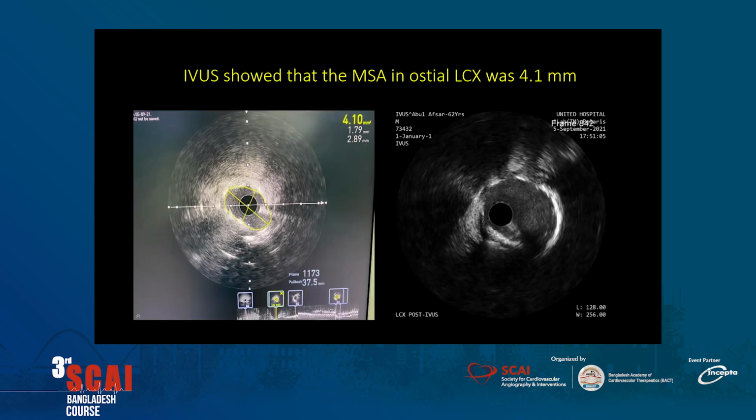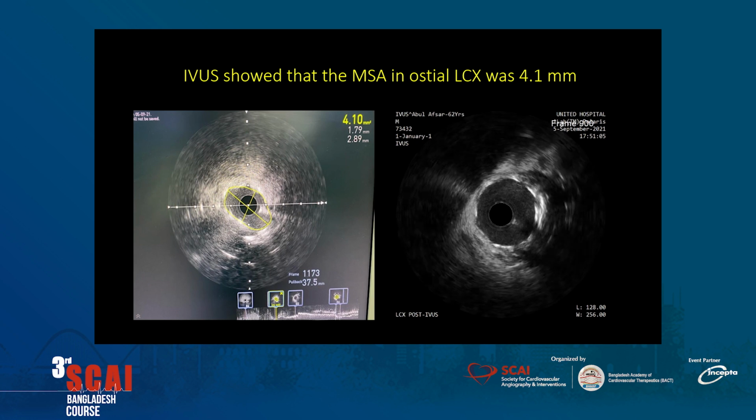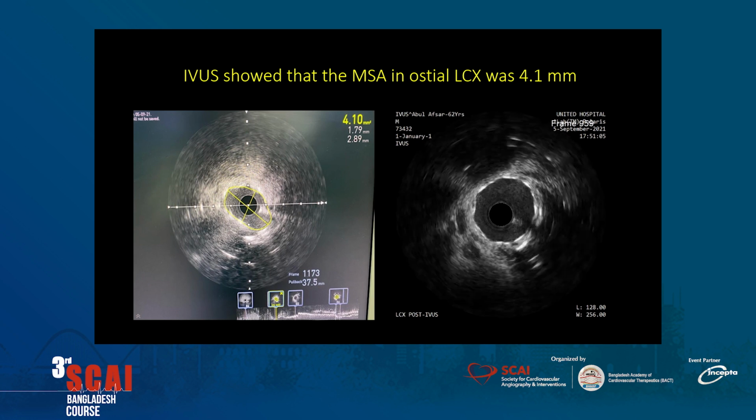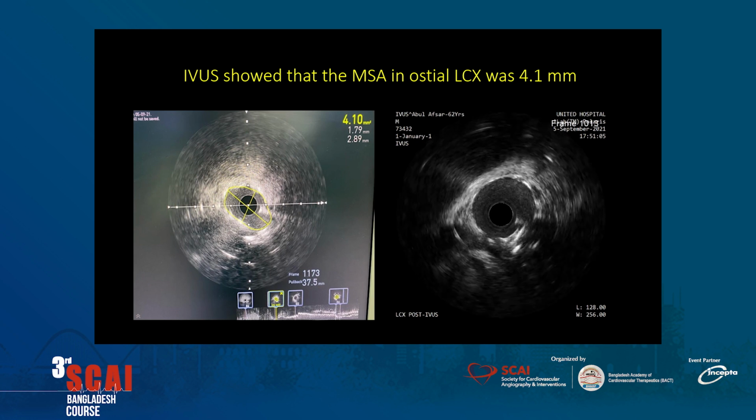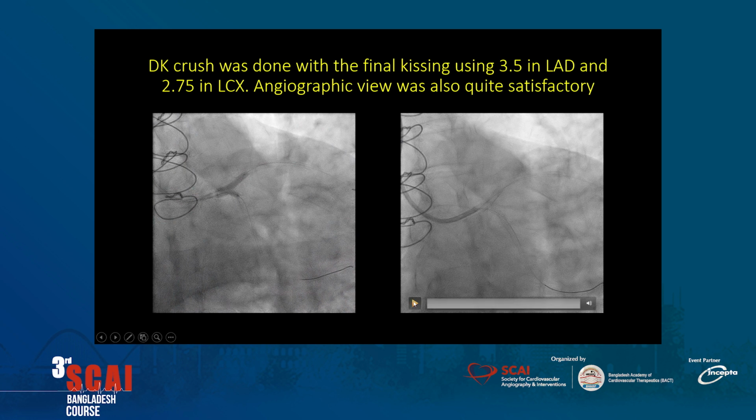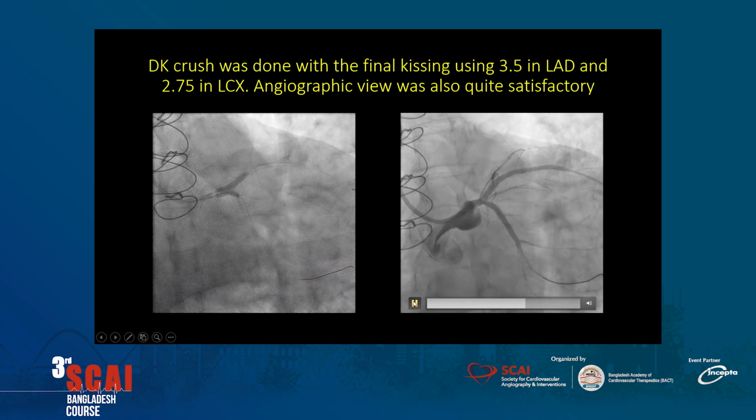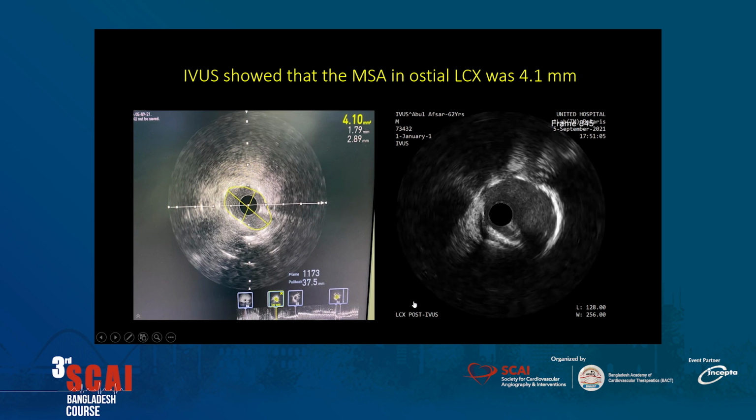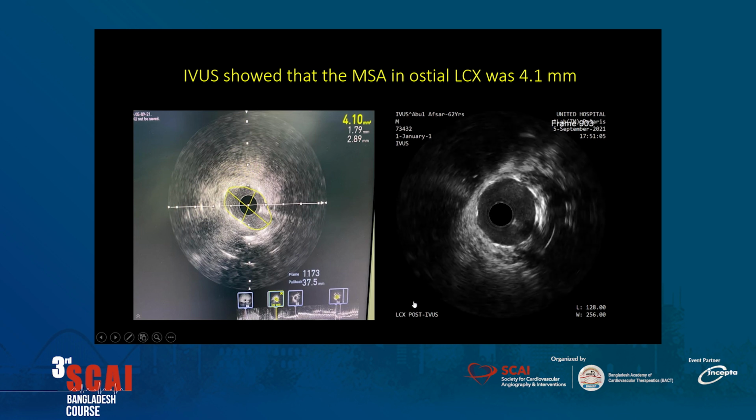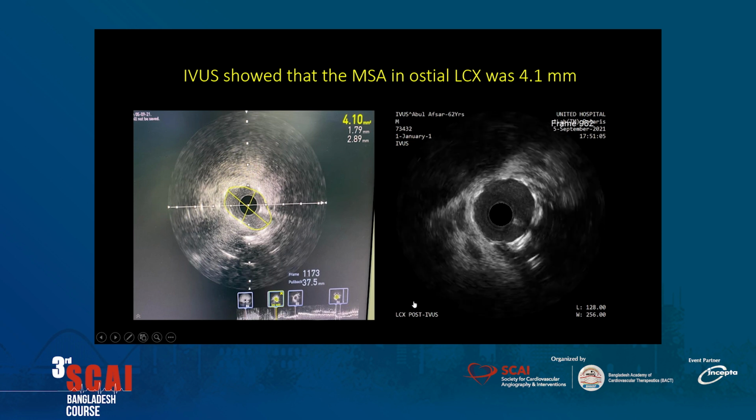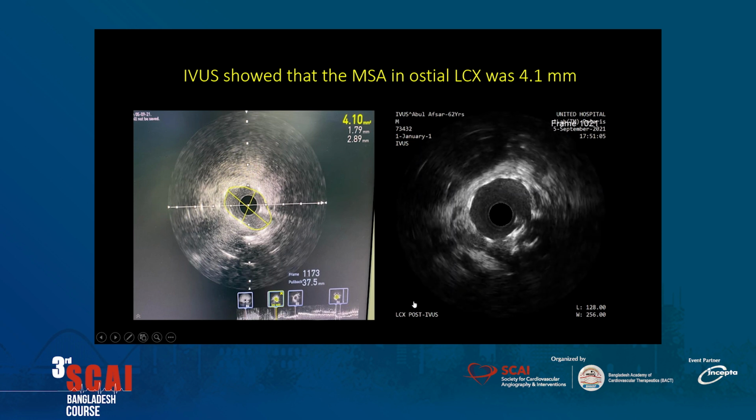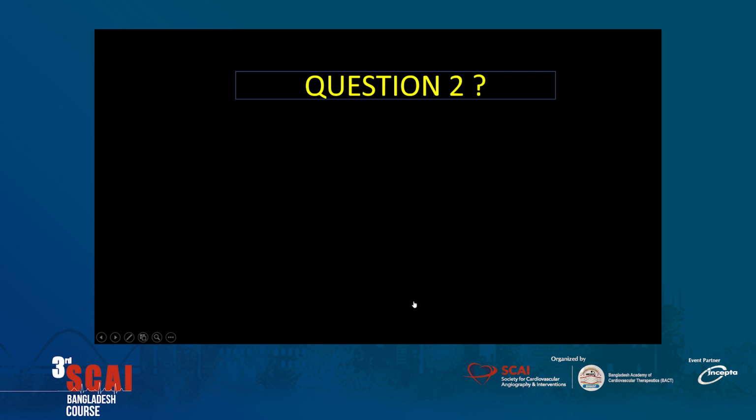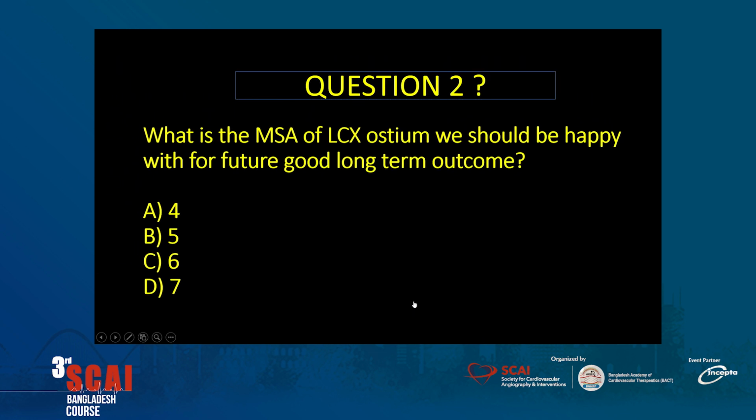But when I did IVUS, the SARC ostium showed the MSA is 4.1. Otherwise, with this picture, I was so happy, I would have left it like this. But when I did IVUS in post-intervention, I see the SARC ostium is not well expanded. It is only 4.1. Now my next question, what is the MSA of the SARC ostium we should be happy with for a good long-term outcome? 4, 5, 6, or 7?